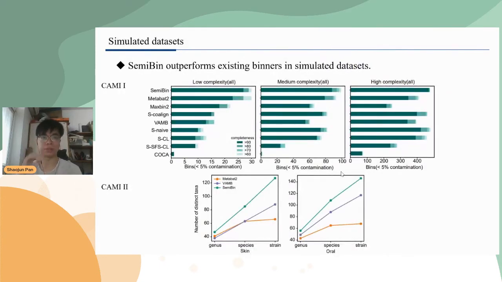So here are the results. First, we benchmarked SemiBin on the simulated datasets from the CAMI challenge. In the CAMI datasets, SemiBin outperformed existing binners.